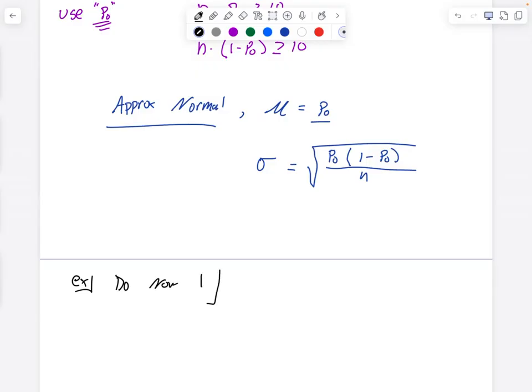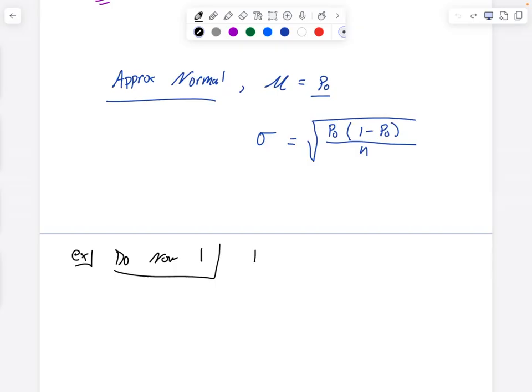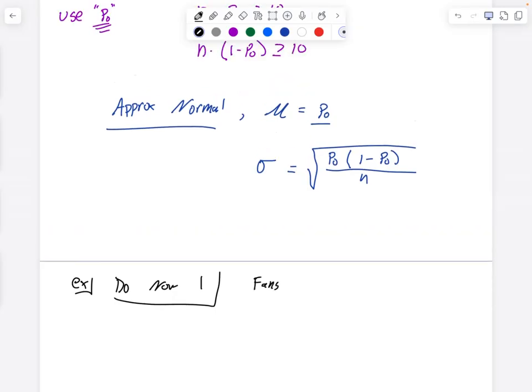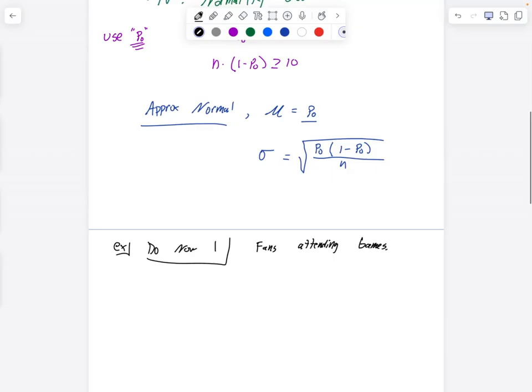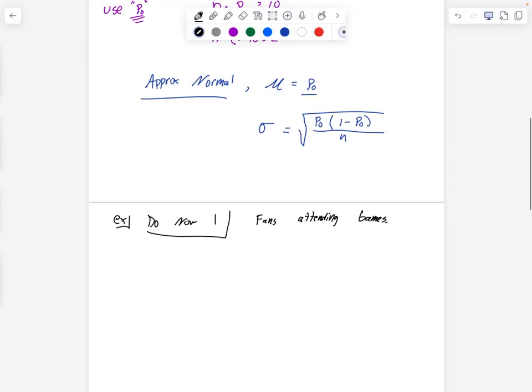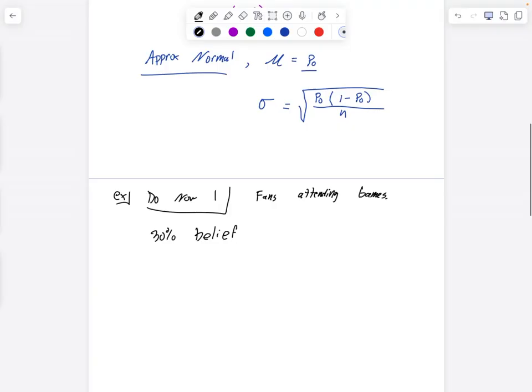In that problem, I'm just going to summarize the numbers. It said 30% was the belief. It said that we had a random sample and found, I'm just abbreviating all that, 43 of 166 fans were motivated by the blackout.